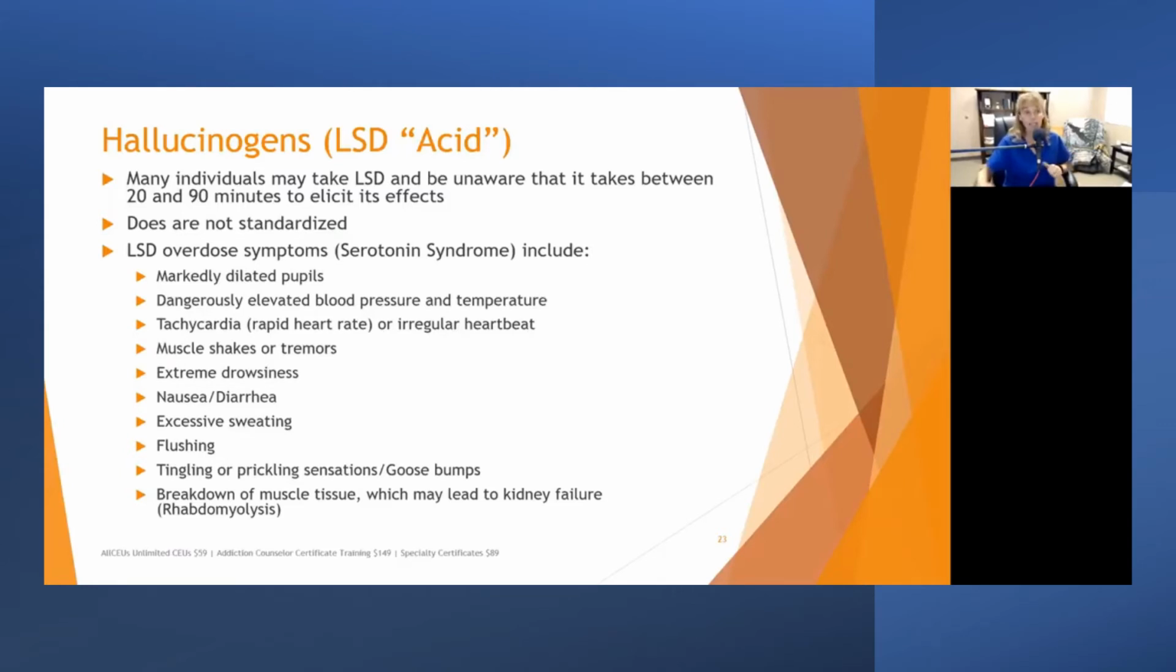LSD, like opiates, increases serotonin in the brain. An LSD overdose can produce symptoms of serotonin syndrome, which again is life-threatening. So if somebody has markedly dilated pupils, dangerously elevated blood pressure and temperature, super rapid heart rate or irregular heartbeat, tremors, muscle shakes, extreme drowsiness, nausea, diarrhea, excessive sweating, flushing, goosebumps, those are all things that should be a warning sign that something is not going well.